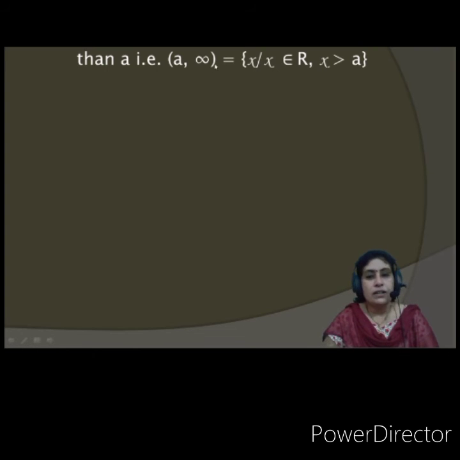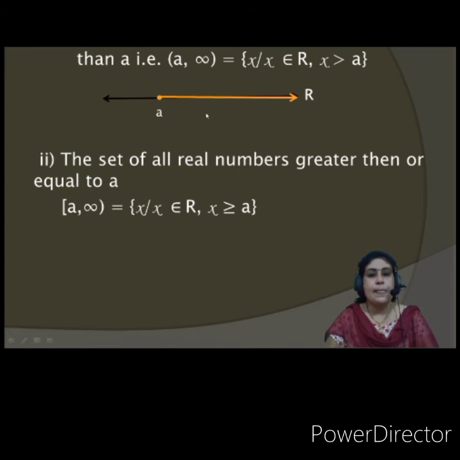So this is an open bracket. Okay, yes. So A is included. The second one, the set of all real numbers greater than or equal to A, will be like this, where A is included but infinity we can't, so A is with the square bracket. Understood? Fine. Let us see the next one, the sixth one.